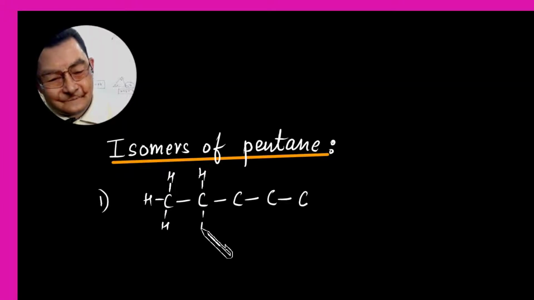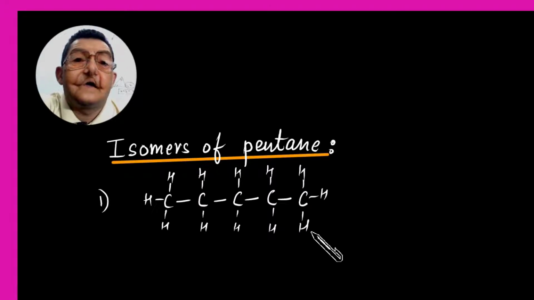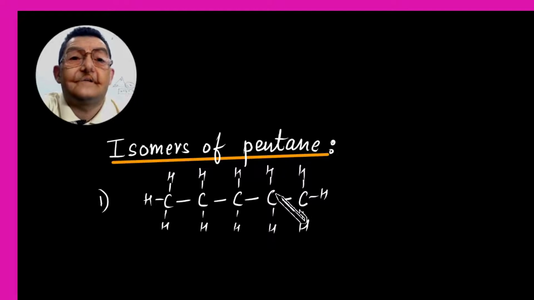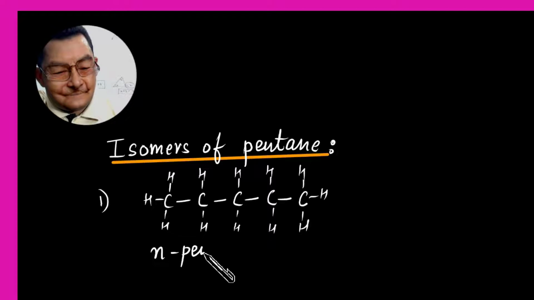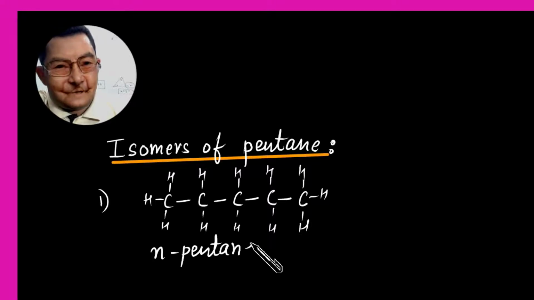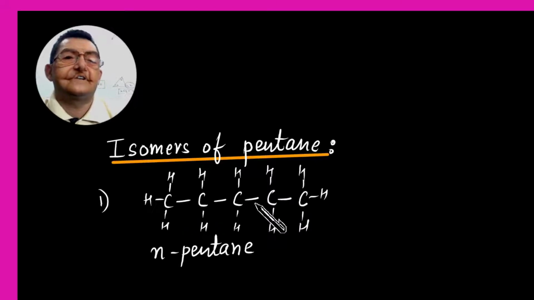CH3, CH2, CH2, and CH3. Okay, so this is the first isomer of pentane. You call this isomer n-pentane because it is a straight chain. This is a structural isomer, a straight chain.